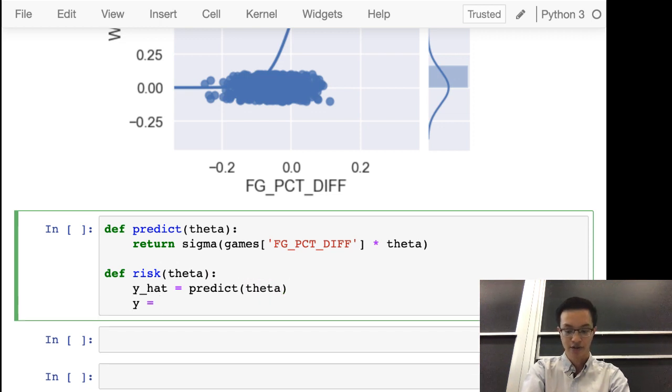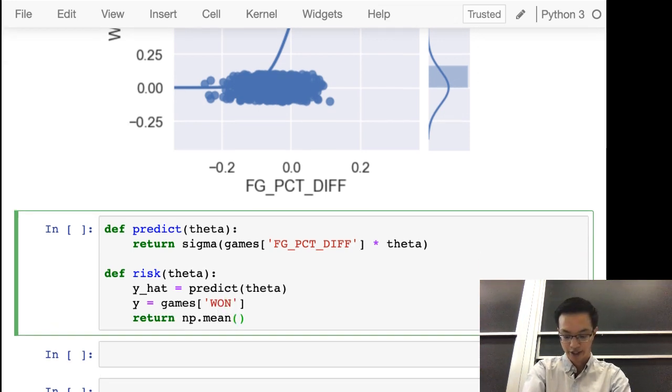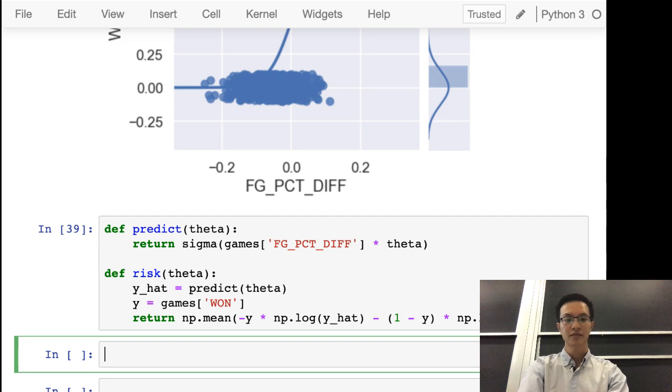We'll take our actual values from our data set, the win column, and we'll return the average of the cross-entropy loss, which is negative y times the log of y hat minus 1 minus y times the log of 1 minus y hat, like so. Okay, so this is our average loss on our data set, or our empirical risk.